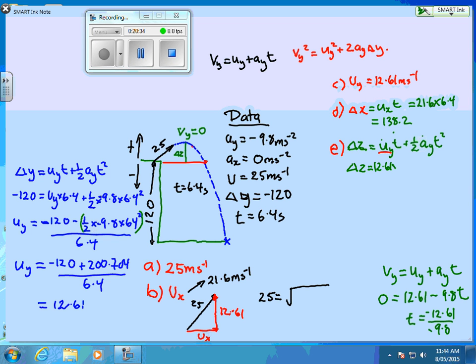Do you reckon that this sort of topic will help us, because projectile motion is one of the topics we do in extension maths as well? It will help, yeah.